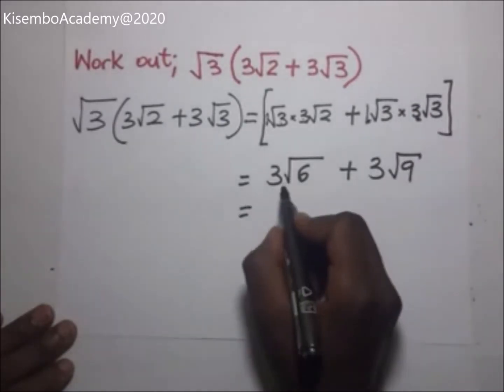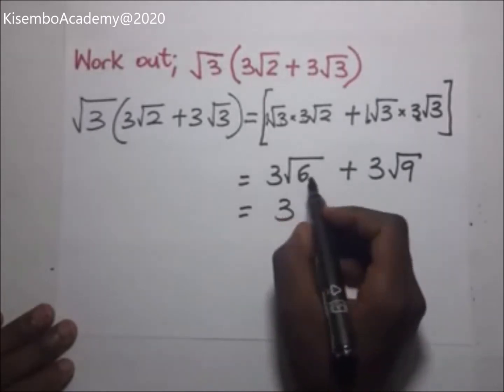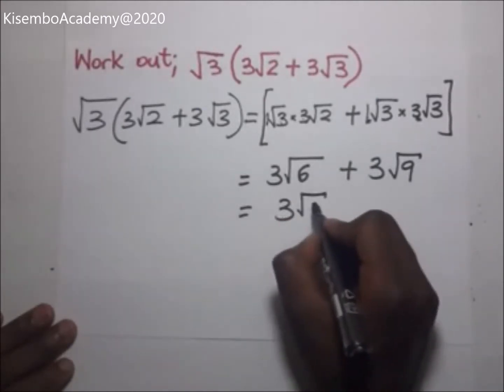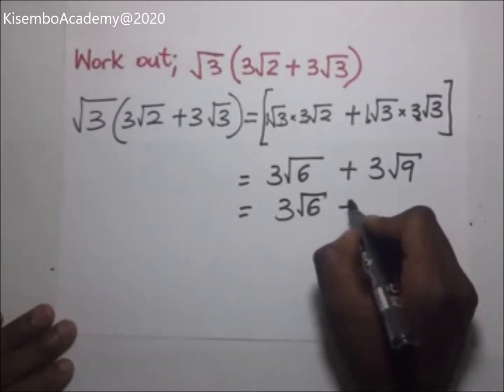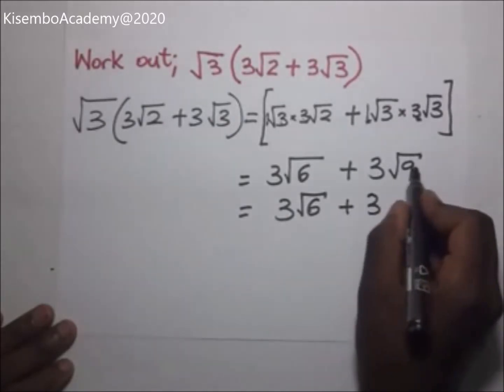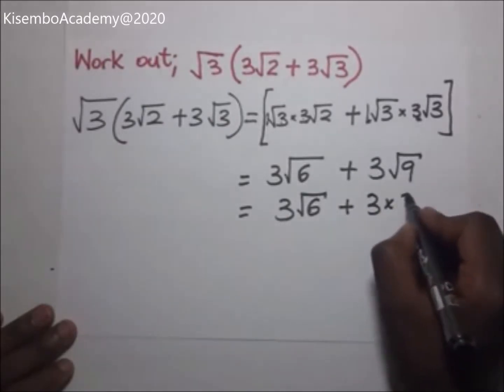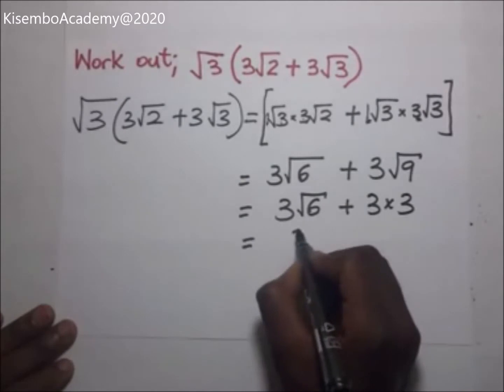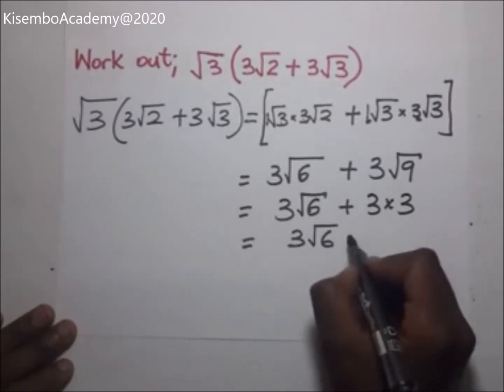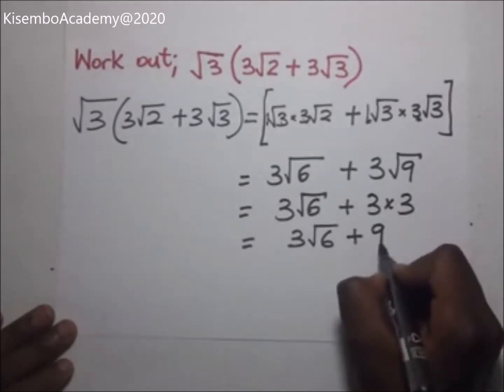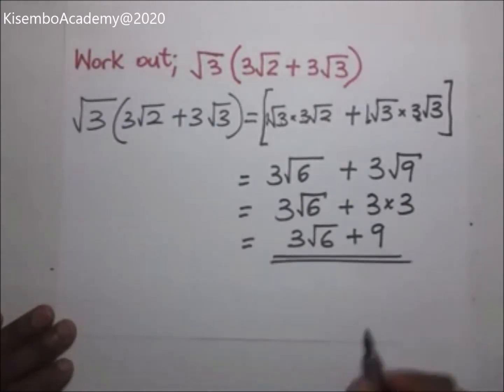So definitely here it's going to become 3. Then now the square root of 6 we do not know, so it's root 6 plus this is 3 times root of 9, which is 3 times 3. So our answer is going to be 3 root 6 plus 9, and this is our answer.